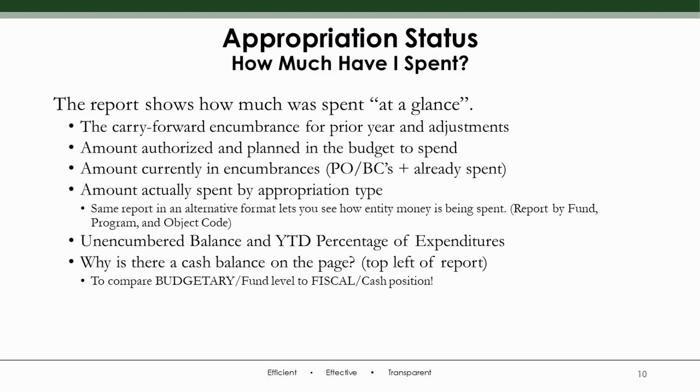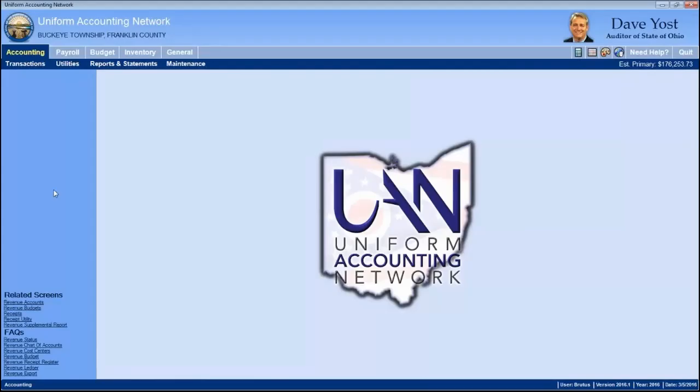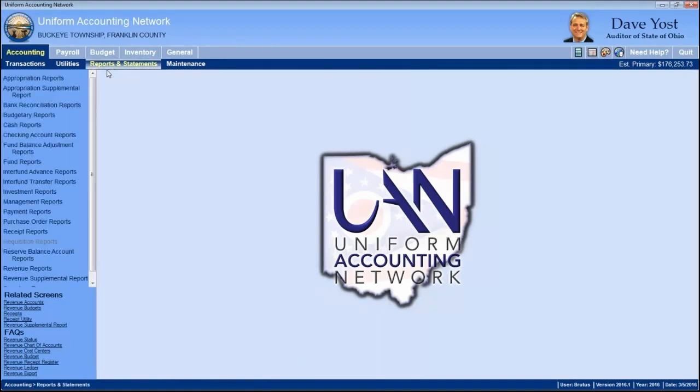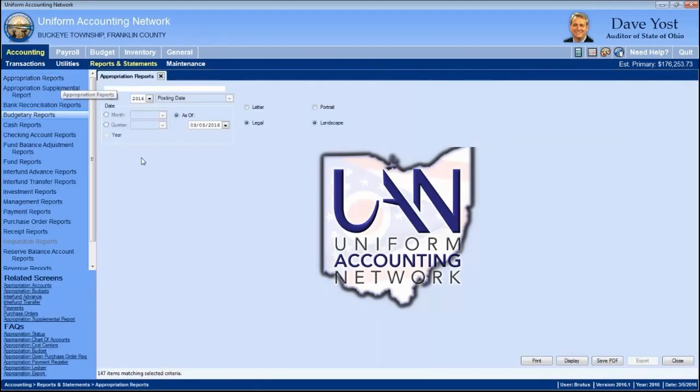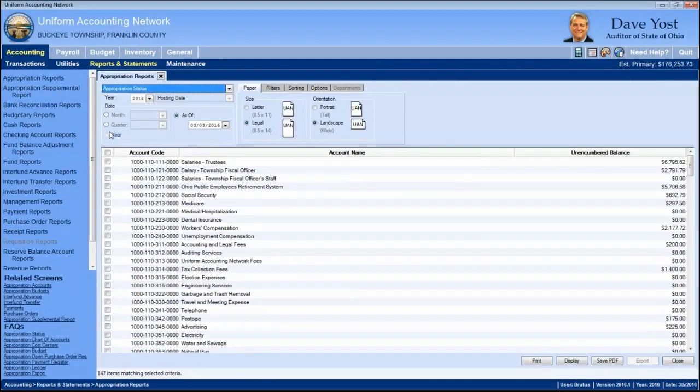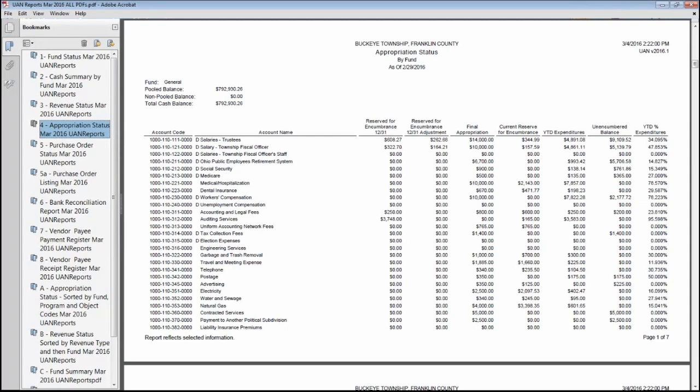So we would get to the appropriation status report in UAN by going to Accounting, Reports and Statements, and Appropriation Reports, and Appropriation Status. I have one prepared here.